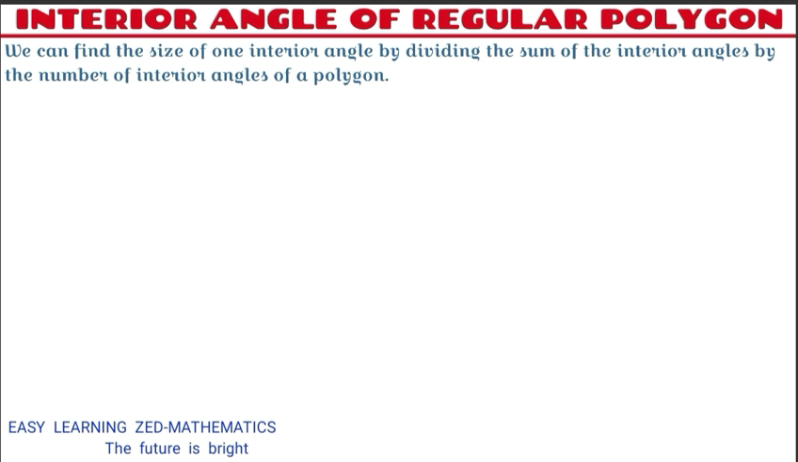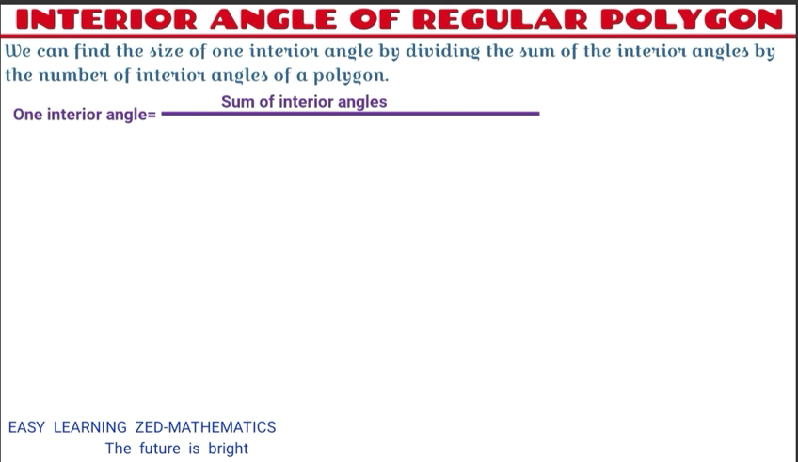Okay. So now let's come to today's work. We're saying how to find the interior angle of a regular polygon. You divide the sum of interior angles by the number of interior angles of the given polygon. So we use the formula: one interior angle is equal to the sum of interior angles divided by the number of interior angles or number of sides.